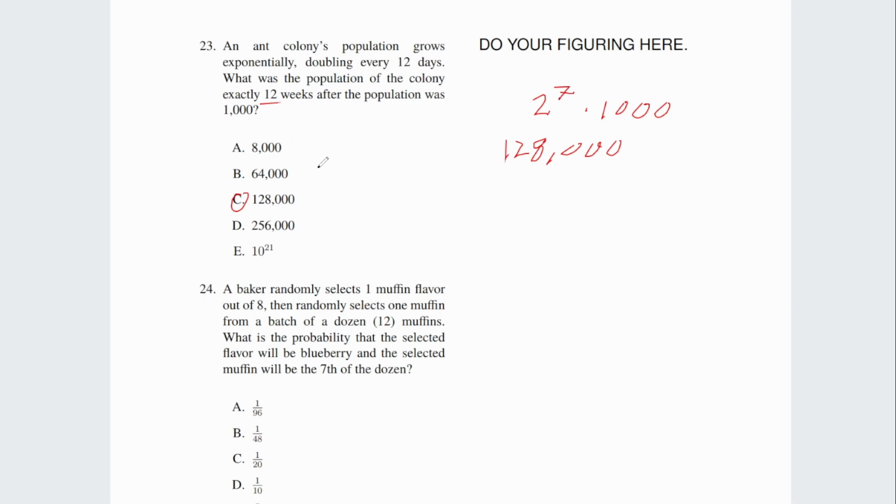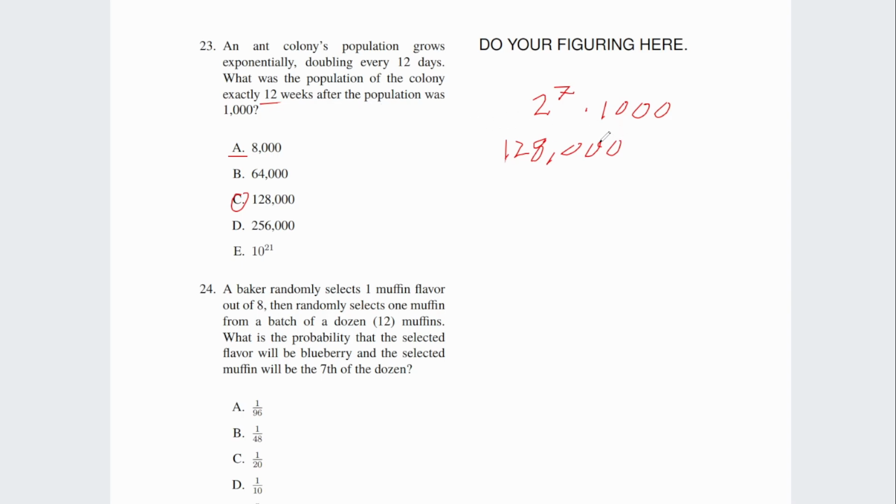Be super careful about this. Some people might interpret this as saying that the ant colony grows by 1,000 every 12 days, and they might answer choice A. And this is just not what it's saying. It's saying that it's growing exponentially and it doubles every 12 days. So the population is 1,000, and in 12 days it'll be 2,000. 12 more days, it won't be 3,000, it'll be double of 2,000, so it'll be 4,000. 12 more days, it'll be double of 4,000, it'll be 8,000. So it grows exponentially.